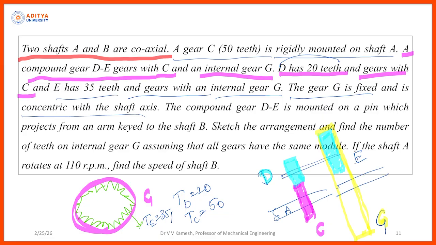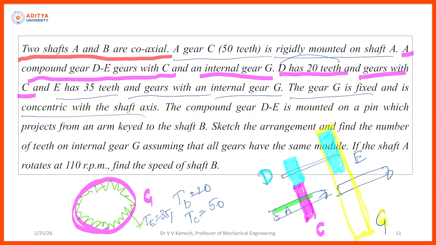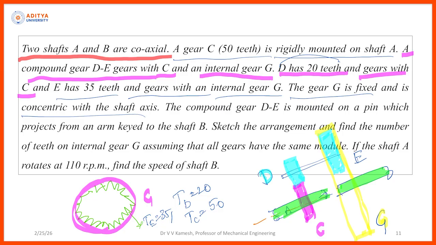So, this is the first shaft and this is the last shaft. These two are coaxial. What is coaxial? The axis of this one and this one is the same. On the same axis we are having two shafts. Gear G is the annular gear or the ring gear, and it is driven by gear E. And what is gear E? It is compounding with D. So D and E are on the same shaft.